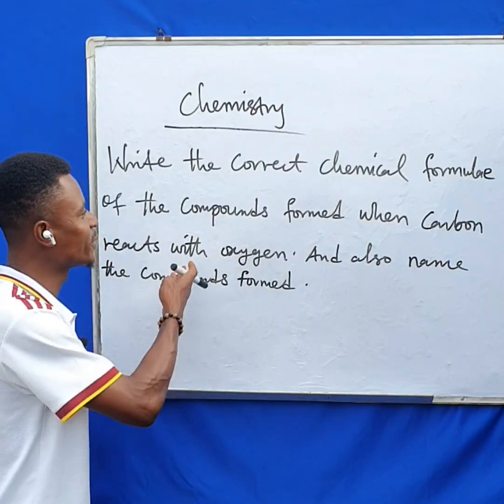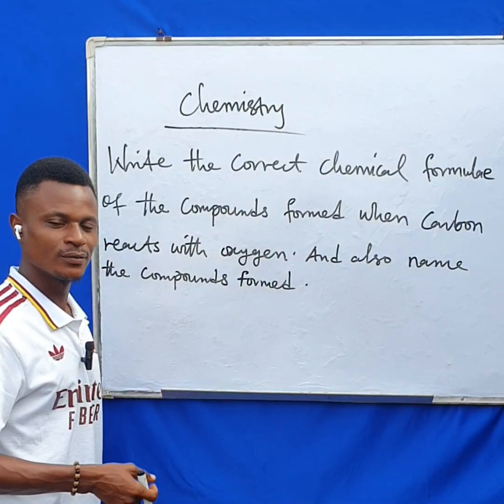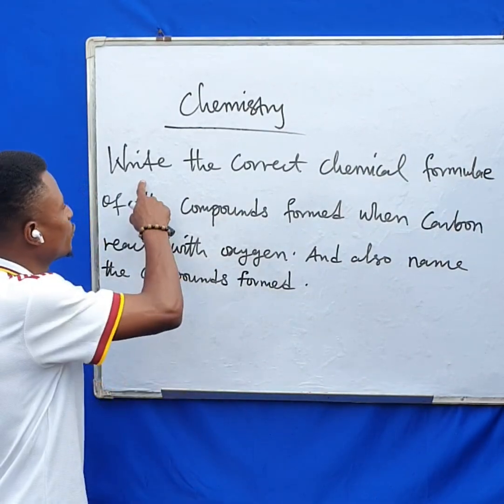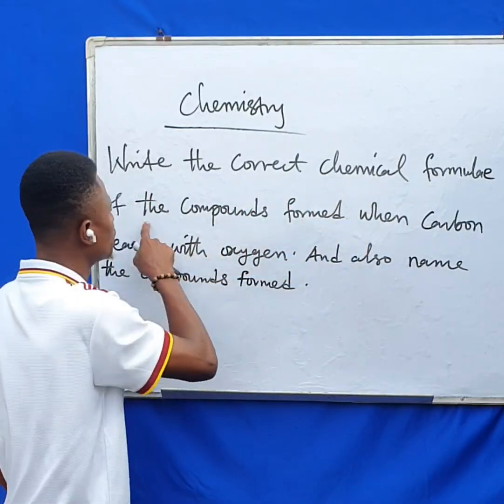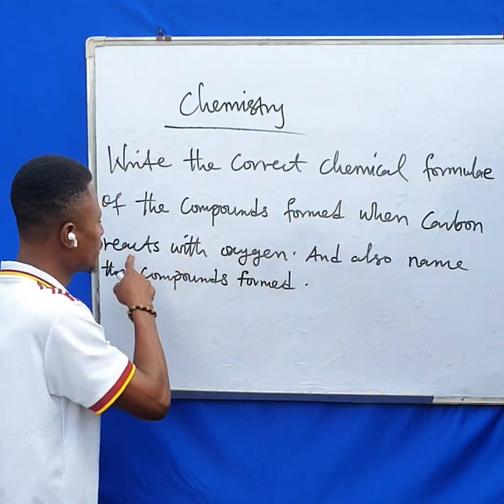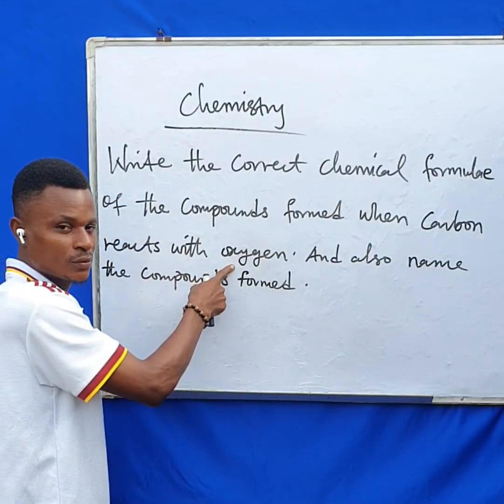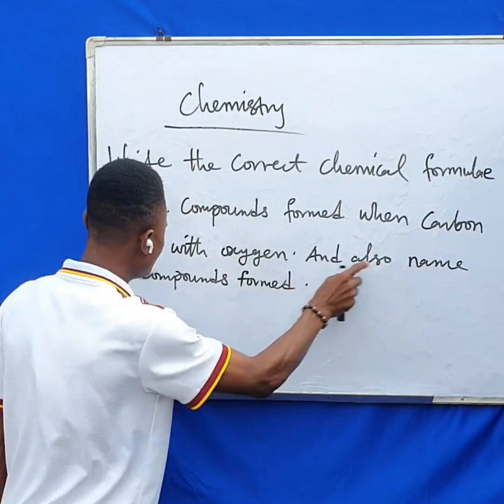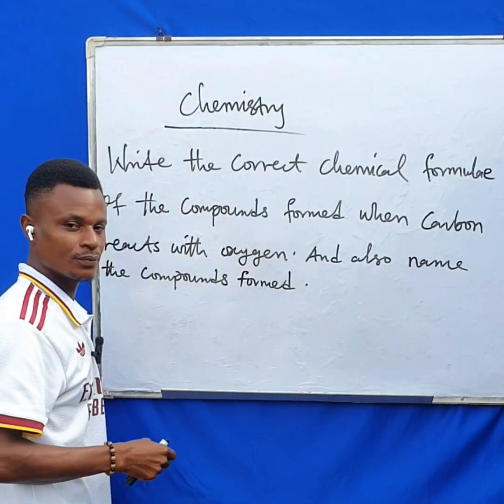Let me show you how to answer this kind of chemistry question on the board. The question says, write the correct chemical formula of the compounds formed when carbon reacts with oxygen, and also name the compounds formed.